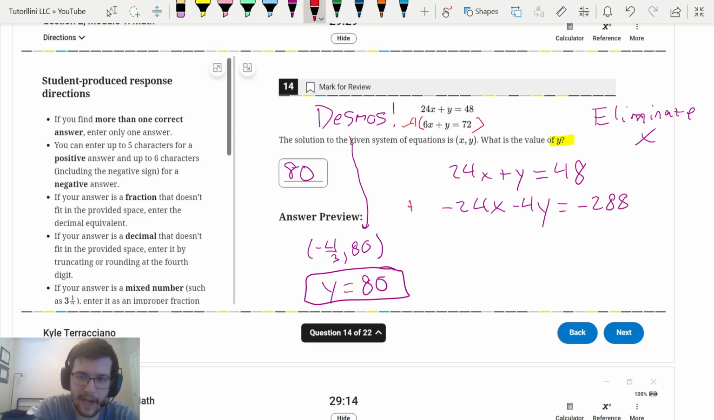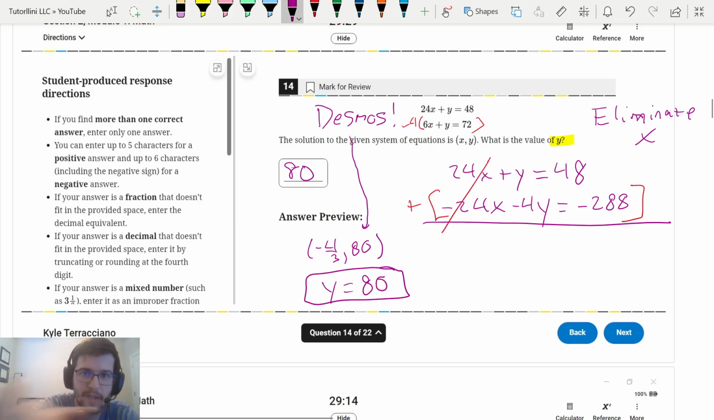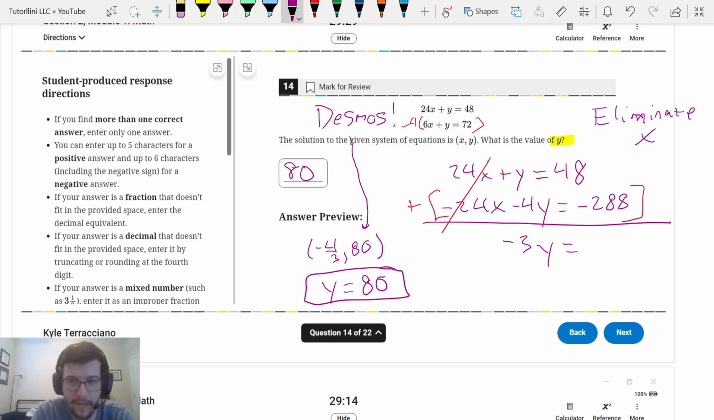And now we're going to add these two equations. So the 24x plus negative 24x, that goes away. And we're just left with y plus negative 4y, so it's negative 3y, and then 48 plus negative 288. You could do this on your calculator. Negative 240. Divide both sides by negative 3, and you get y equals 80.